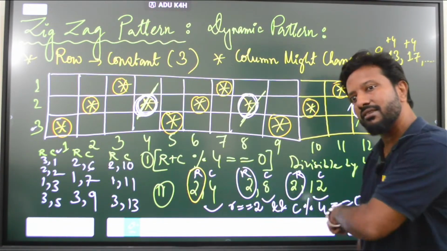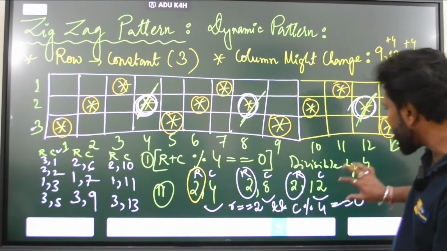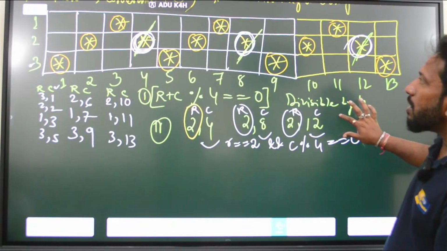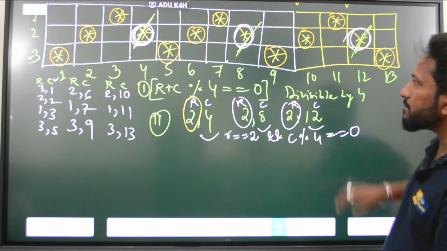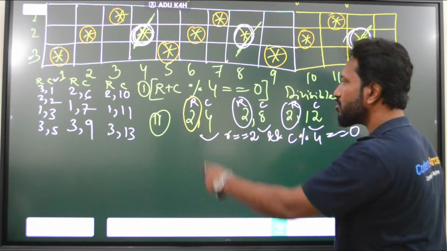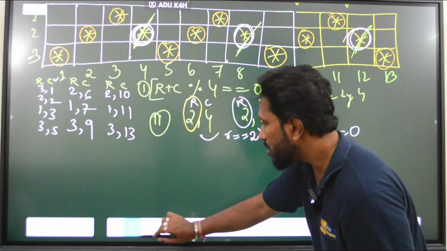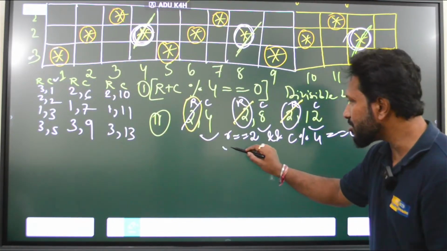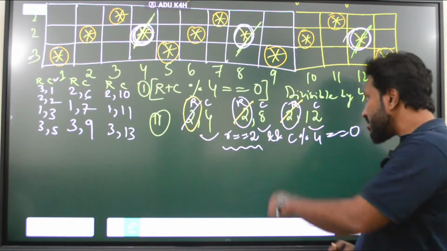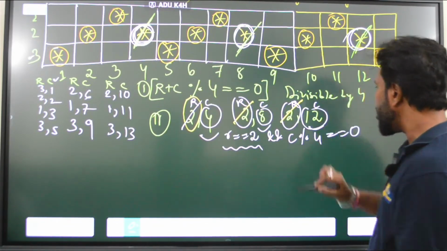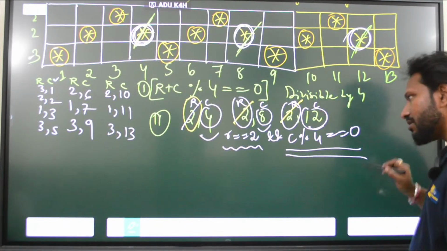Can I say this? Let me just move it a little bit on top. So if you see, the row value is 2, 2, 2. So I have written row equal to 2 and the column value, this is 4, this is 8 and this is 12. So they are actually divisible by 4. So I got two parts.